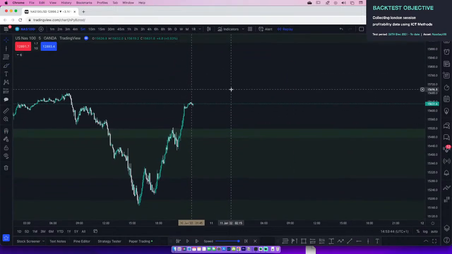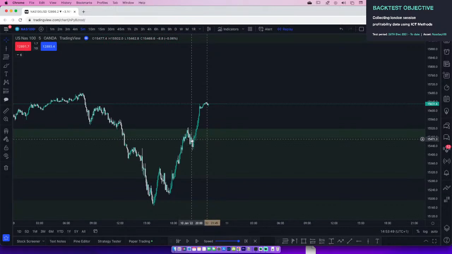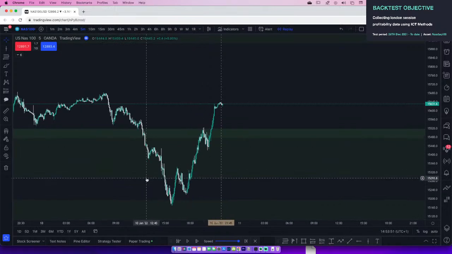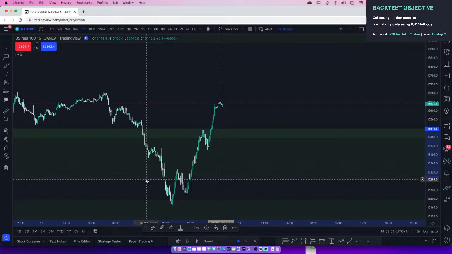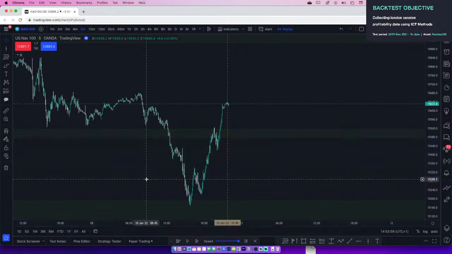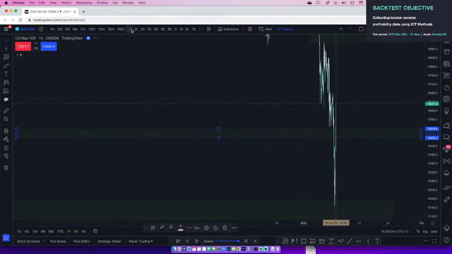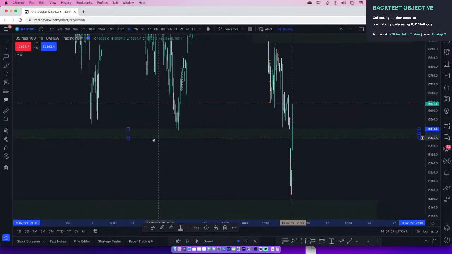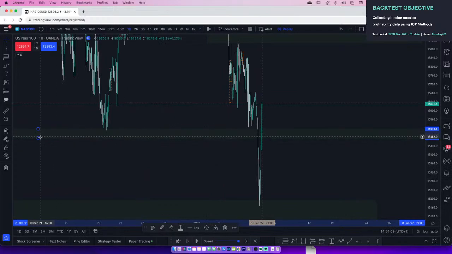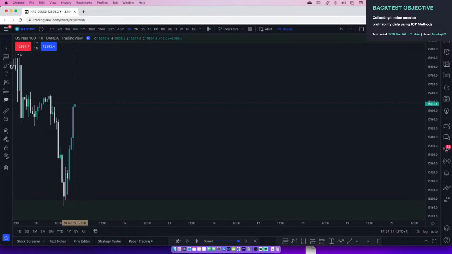So new day is starting. If I had to identify some levels, we already have a level here. We also have a level down here. Now that this level has been tested, I don't think I need to mark it anymore, so I'm just going to delete it, but I'm going to keep this level. Let me just go on the 1 hour real quick. Yes, I'm going to keep this level. Actually, let me just delete this. So I'm keeping this level right there as a potential area of test.